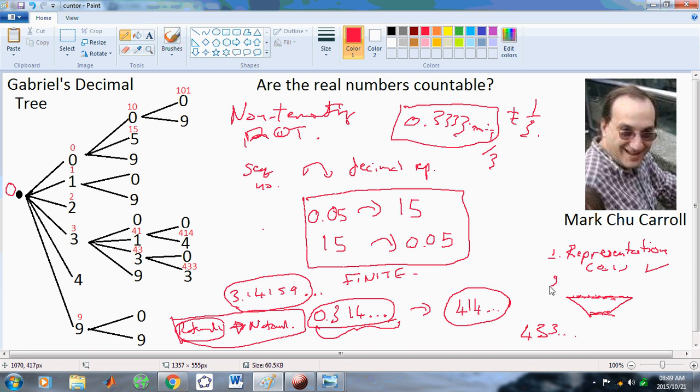It's possible also to enumerate, as I've shown with these red sequence numbers, all the numbers in the interval 0, 1. And hence, if we can enumerate them, in other words, we can give them unique identifiers, then we have in effect shown that the set is countable, and it can be put into a one-to-one correspondence with the natural numbers.